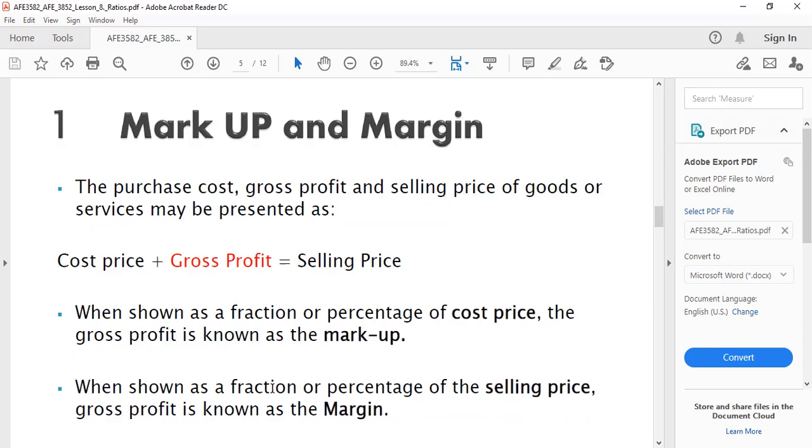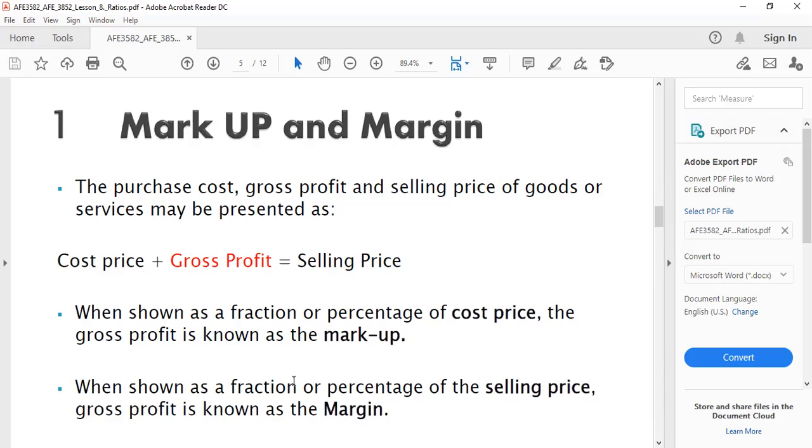And then we have margin. Margin is known as the gross profit as a percentage of sales. Margin is known as gross profit as a percentage over sales, meaning when you show a fraction or percentage of the selling price, gross profit is known as the margin. Now, what does this mean?